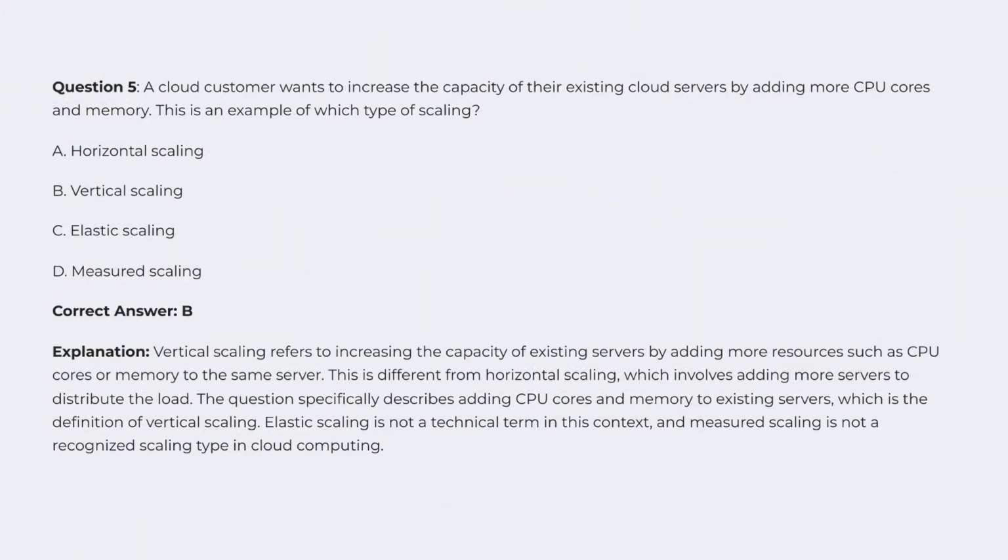Correct answer. B. Explanation. Vertical scaling refers to increasing the capacity of existing servers by adding more resources such as CPU cores or memory to the same server. This is different from horizontal scaling, which involves adding more servers to distribute the load. The question specifically describes adding CPU cores and memory to existing servers, which is the definition of vertical scaling. Elastic scaling is not a technical term in this context, and measured scaling is not a recognized scaling type in cloud computing.